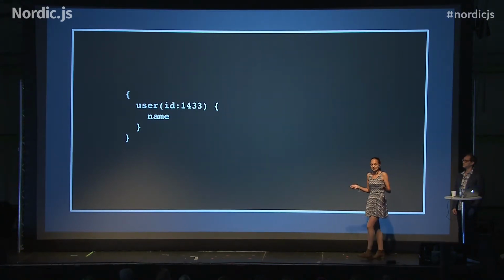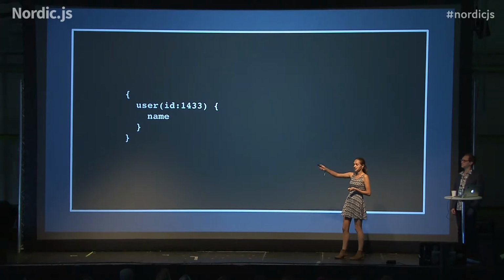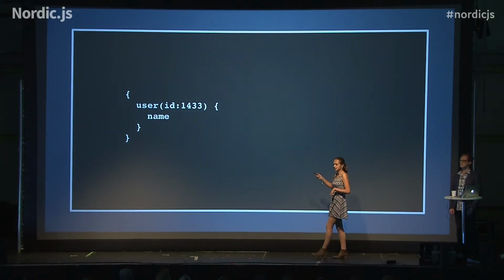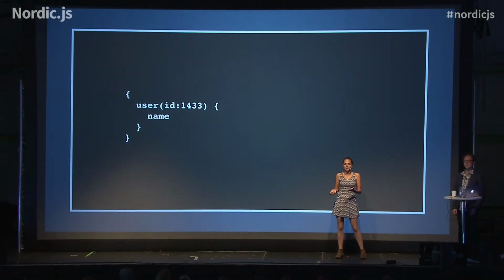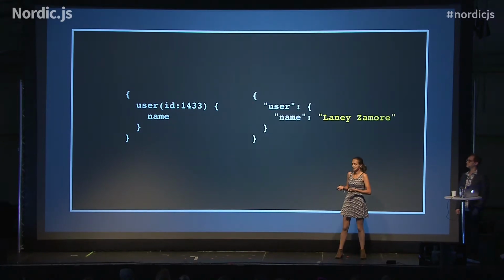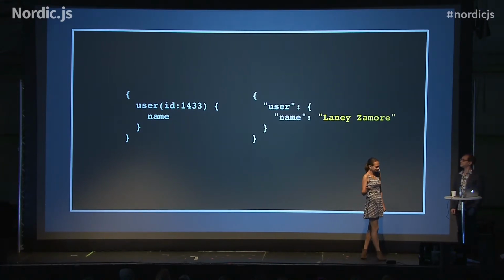Here's a slightly more advanced query. Here I'm using the user field, and I'm asking for the name of the user with this ID. So in this case, ID is called a field argument. You can basically think of GraphQL fields as functions, and just like functions sometimes take arguments, same with GraphQL fields. And this would be the response.